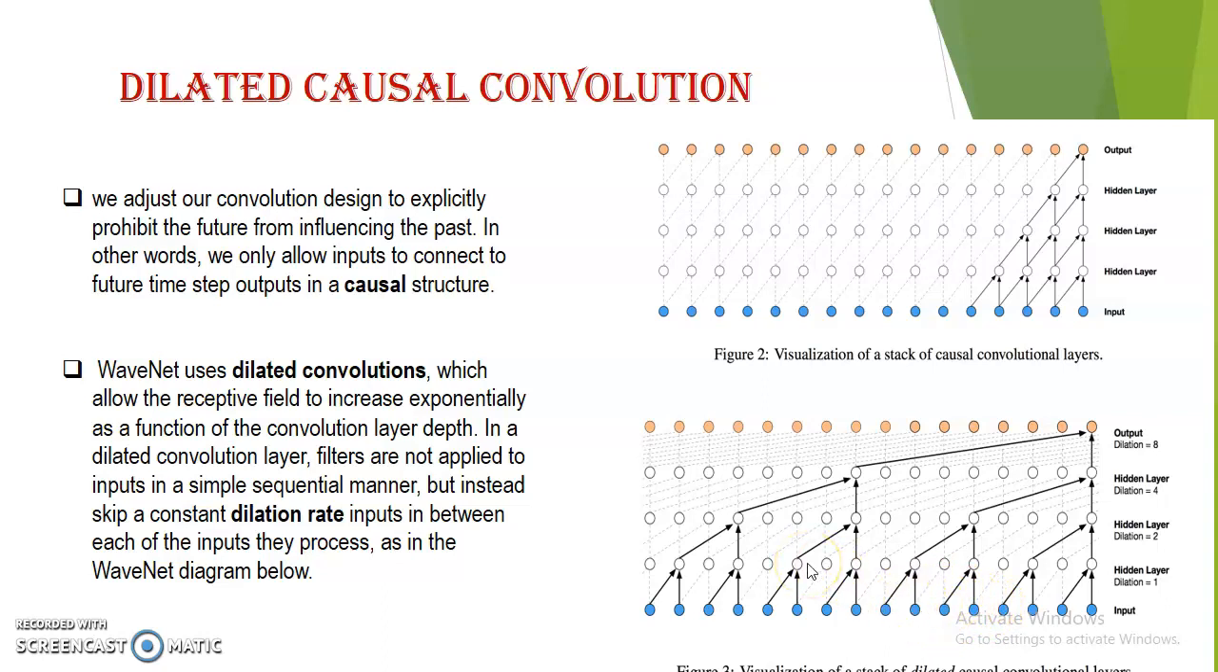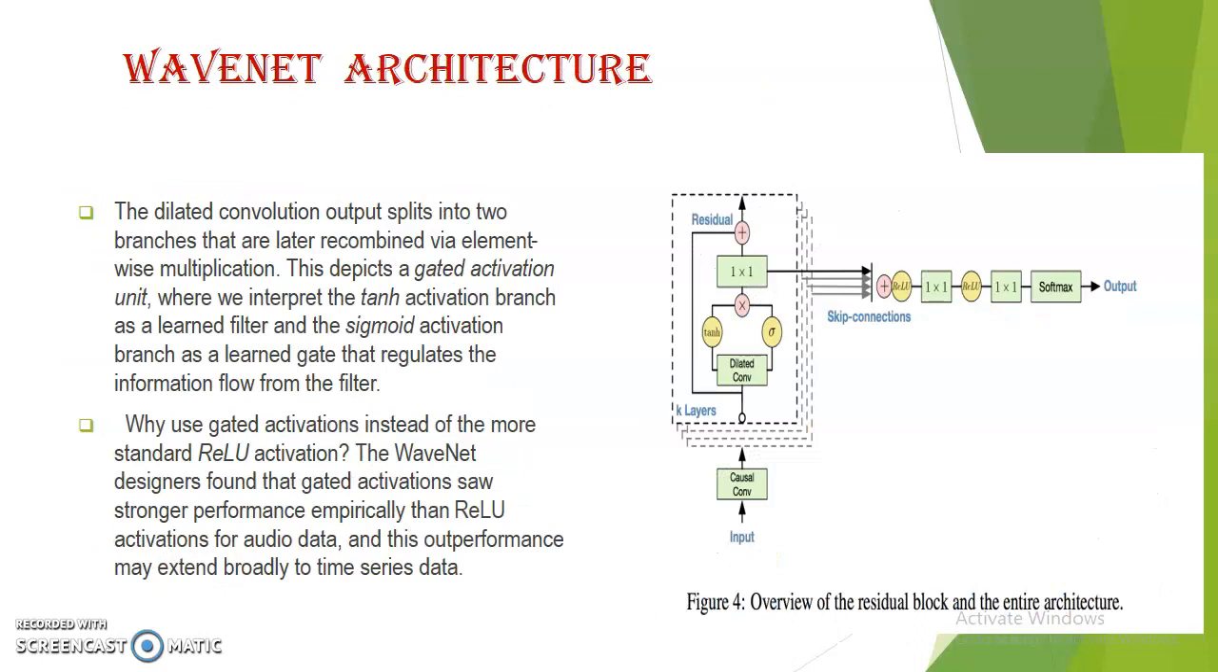So let's come to the complete architecture of WaveNet. This is the complete architecture of WaveNet, and basically here is our dilated convolution. It will split into two branches. One is a tanh and the other is a sigmoid. The tanh activation branch is considered as a learned filter, and the sigmoid activation branch is considered as a learned gate. So both will combine and multiply, and it will give you a gated activation, and then there will be a 1x1 filter.